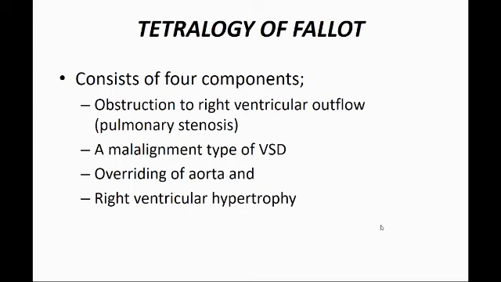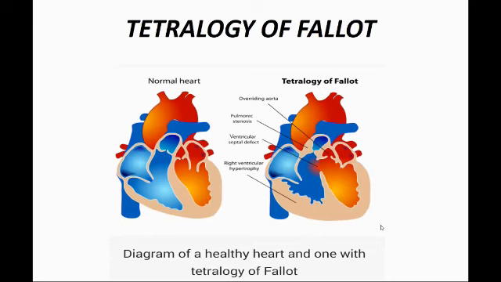It has four components. Number one, obstruction to right ventricular outflow, that is pulmonary stenosis. The second component is a malalignment type of VSD. The third component is overriding of the aorta. And the fourth component is right ventricular hypertrophy. This is the diagrammatic representation of tetralogy of Fallot versus a normal heart. Here we can see there is overriding of the aorta, pulmonary stenosis, ventricular septal defect, and right ventricular hypertrophy.